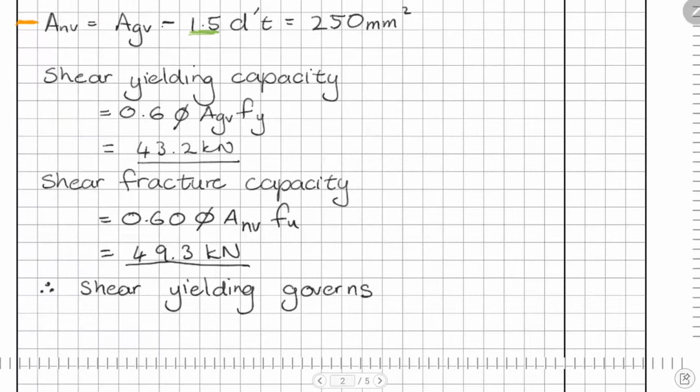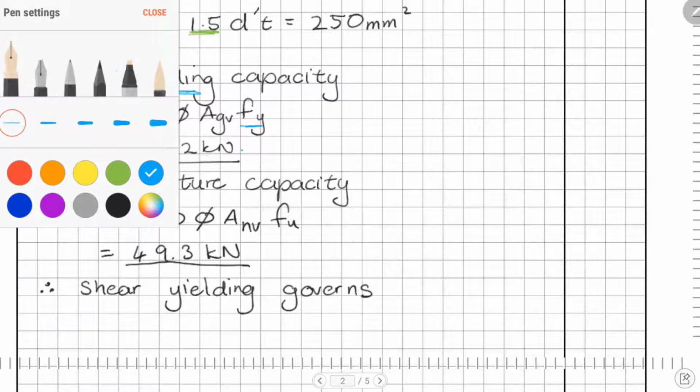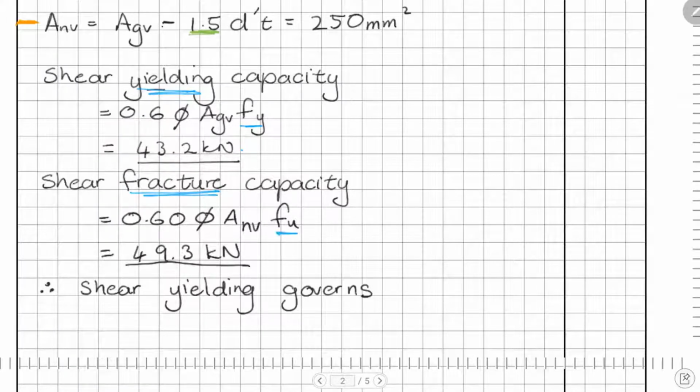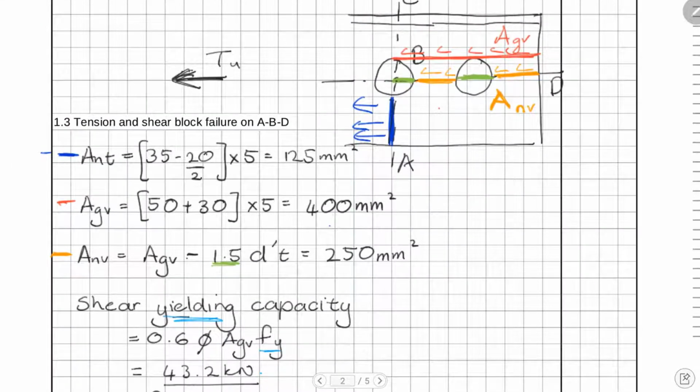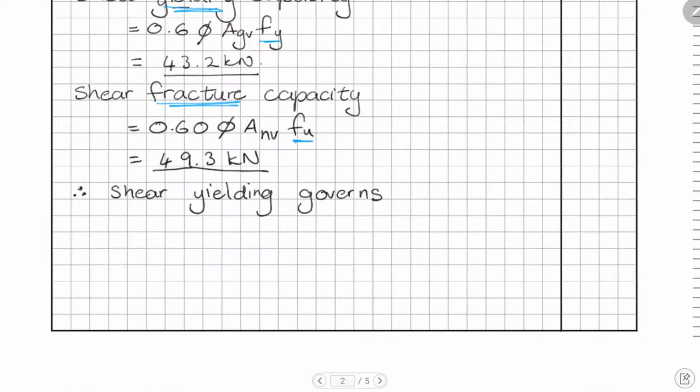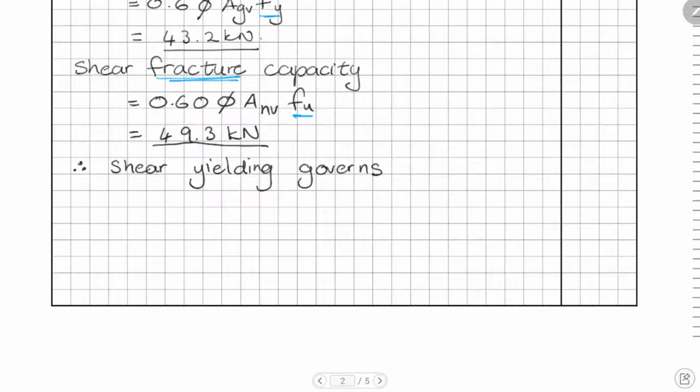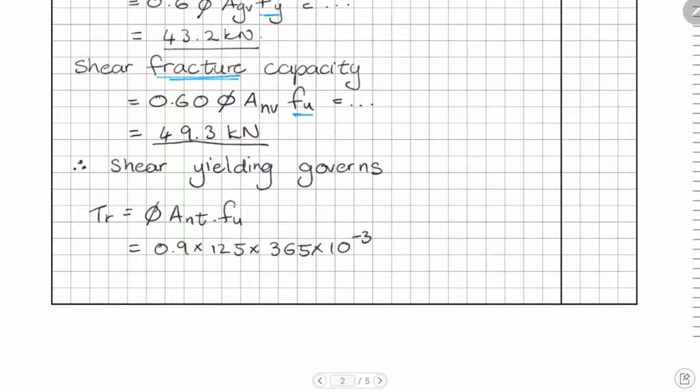So here is our capacity once again. So either we have yielding, remember yield means yield, and fracture means ultimate. So there's our fracture and our ultimate stress, and we find that shear yielding governs. So it's actually that bigger area, the gross red area there, that governs, and so that we will include into our calculations. So there is our tension resistance. So that would be over that small blue area.